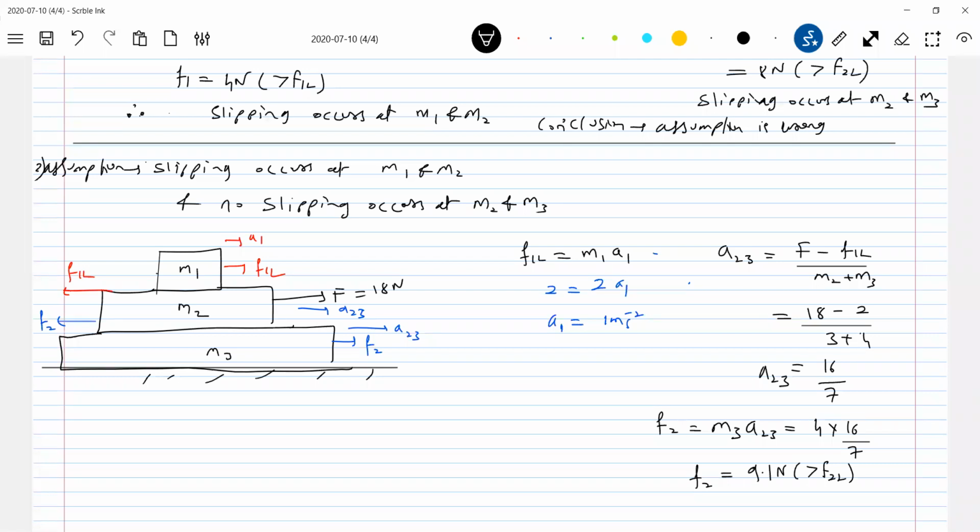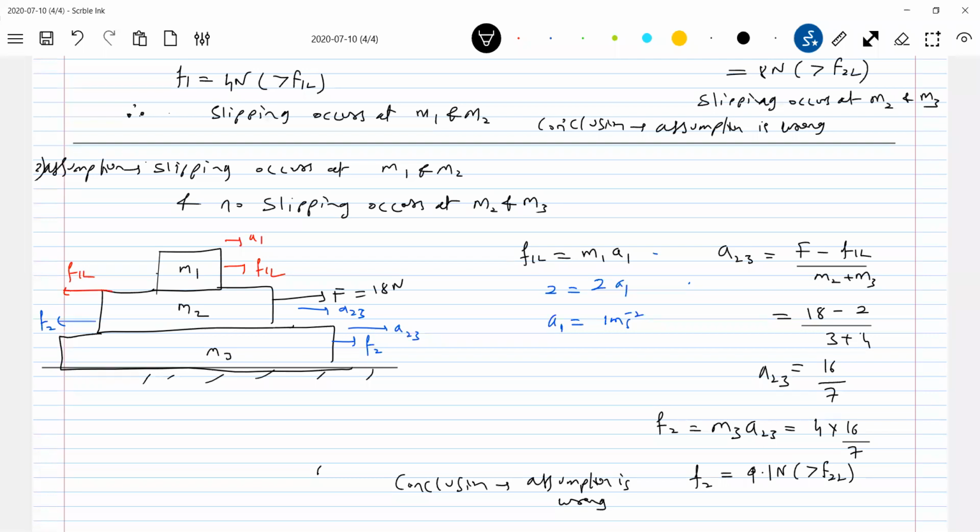What is the F2L value? 5 Newton, no? We got greater than 5 Newton. So what is the conclusion we can make? This second assumption is also wrong. So tell me, finally, what are you going to conclude? Slipping occurs at all surfaces. Got the idea? What you assume, you cross check with friction.